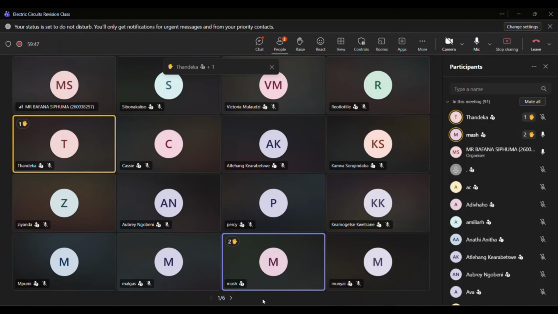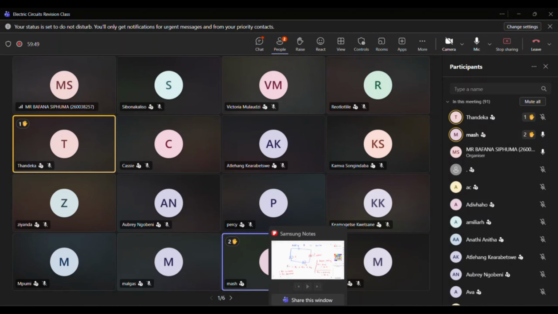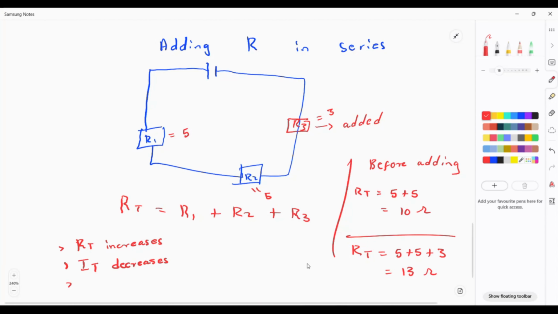Hi, sir. I wanted to ask, when we are writing that the total resistance increases, aren't we supposed to include the internal resistance, the effect on that? Oh, that is when we have the EMF. Right now I'm still talking about the basics.